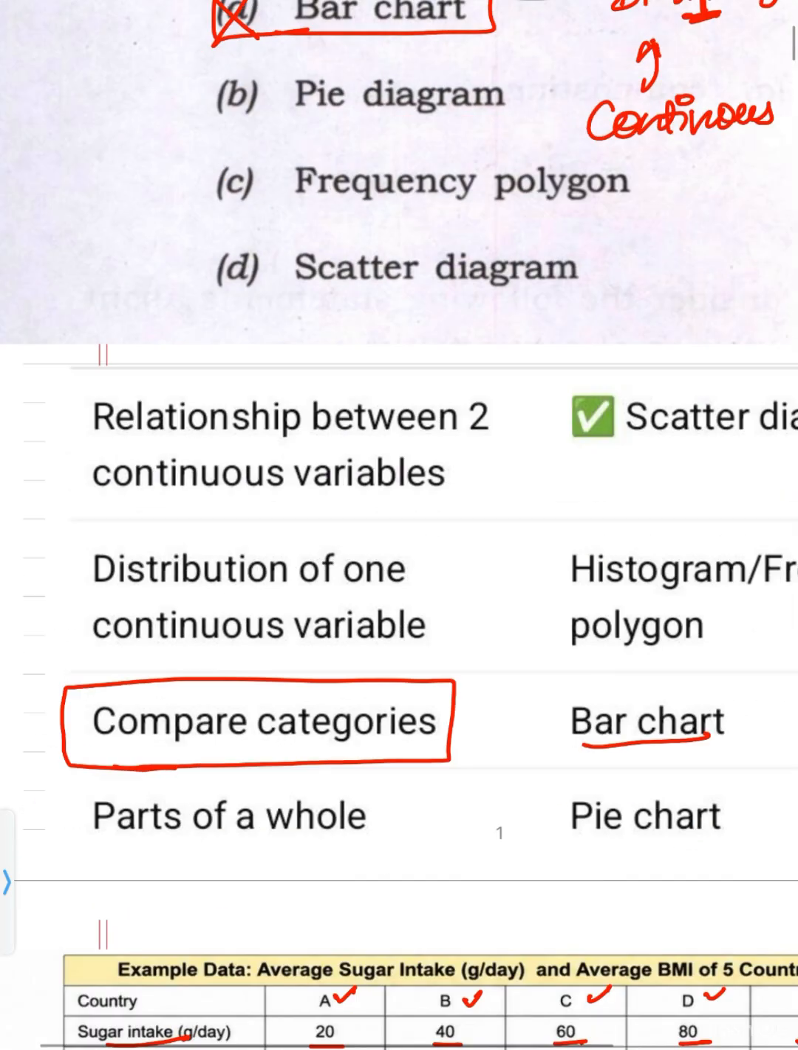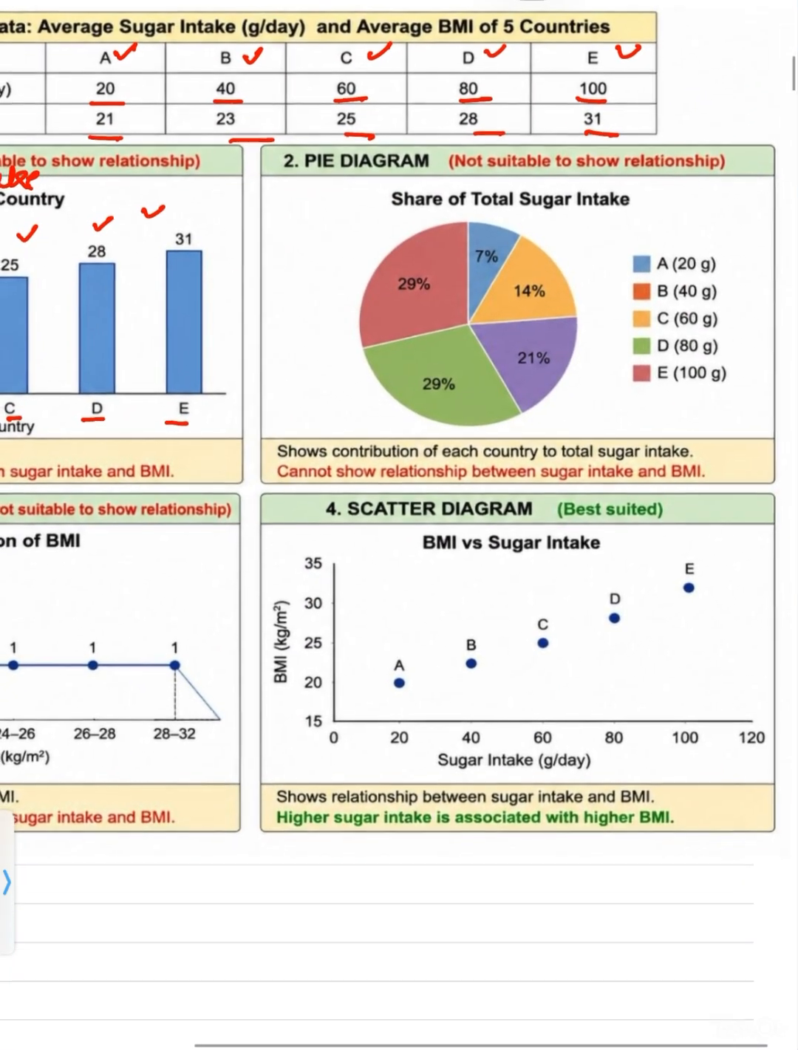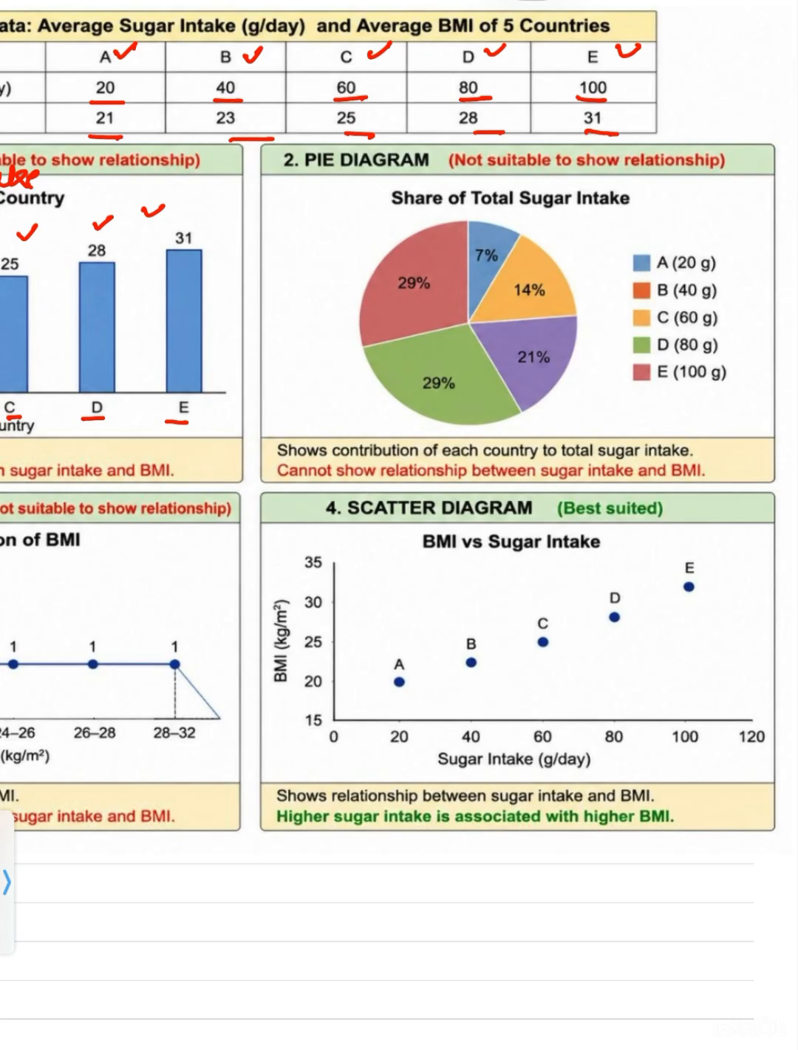Coming to the pie diagram. A pie diagram is drawn whenever we have to show that something is part of a whole. For example, we can draw the total sugar intake of countries A, B, C, D, E. We make the total, and we can find that A has 7% of the total intake of sugar in the 5 countries, and B will have 29%. So again, this is not the relationship between the sugar intake and the BMI.